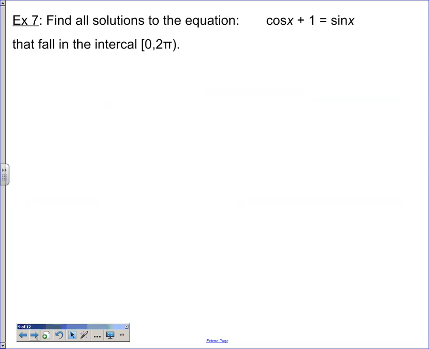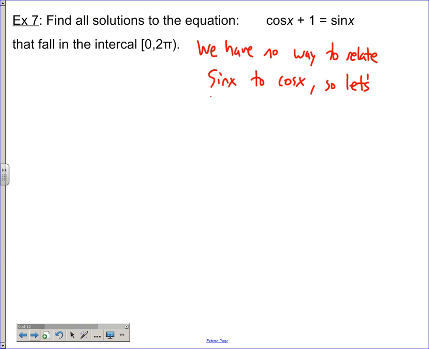Example 7, I think, is probably one of the trickiest ones. And we have sine x and we have cosine x, but neither of them are squared. So we have no way to relate sine x to cosine x. So let's try squaring both sides and hope that a Pythagorean identity appears. I'm going to start my work way over here on the left side.